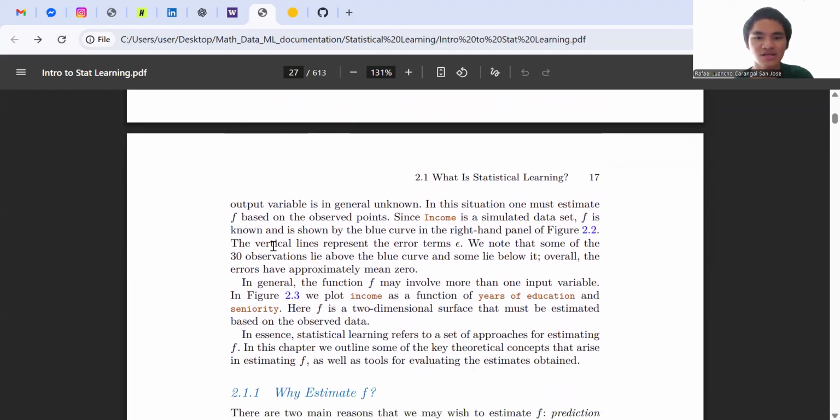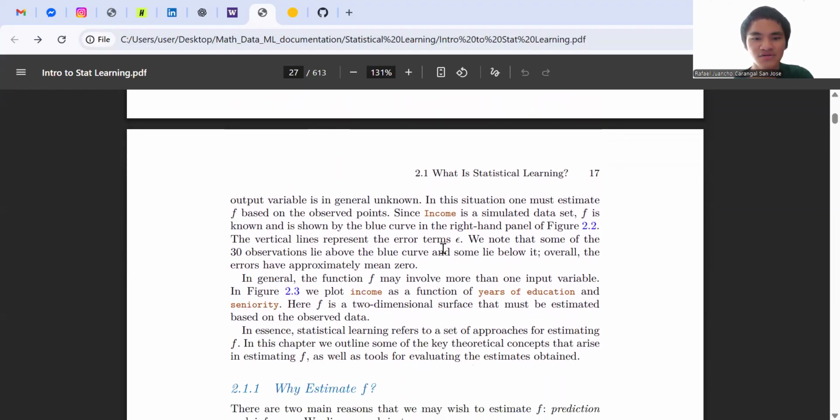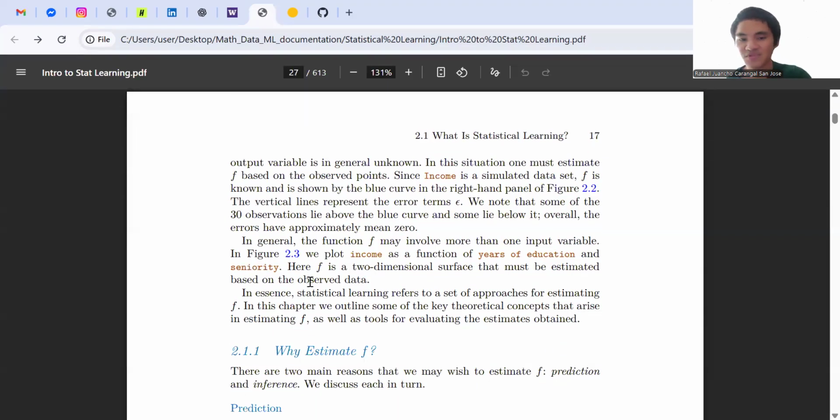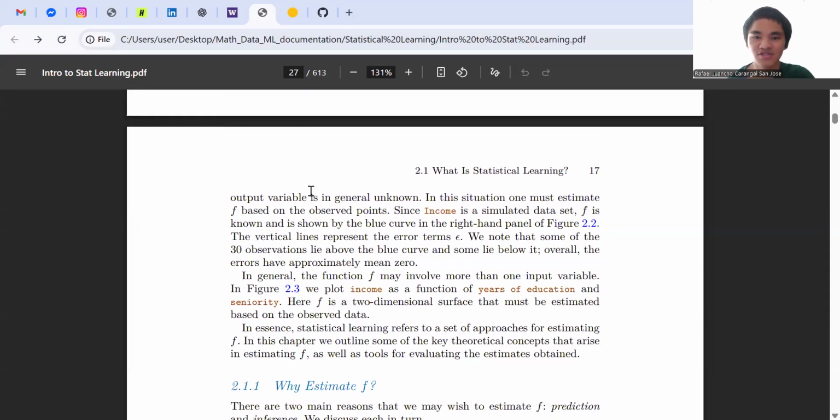Income is a simulated data set. Blue curve, vertical lines. So yeah, the vertical lines represent the error terms epsilon, right? So of the 30 observations, some lie below it, some lie above it. And if you were to get their mean value, which means their average, so we just add all of them up and divide by 30, or in general the number of observed points, we should get zero.